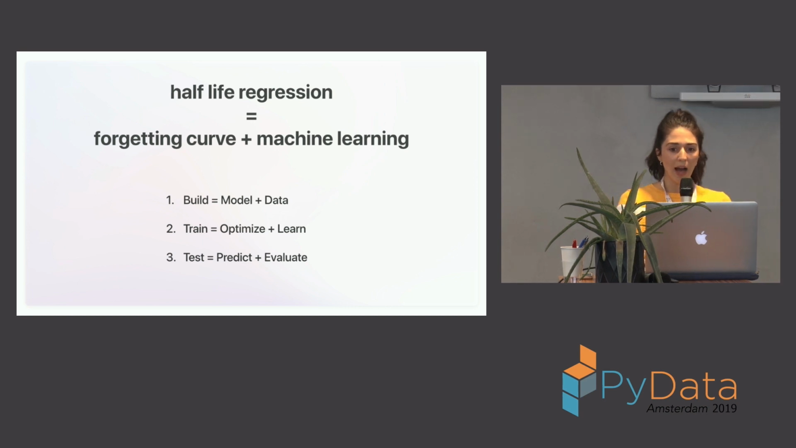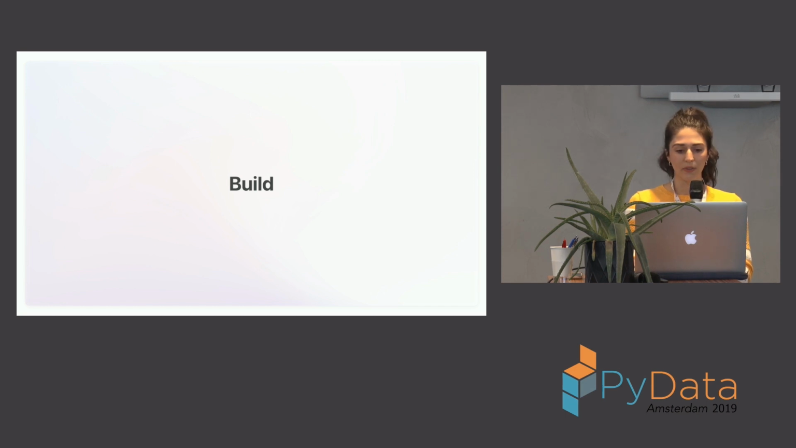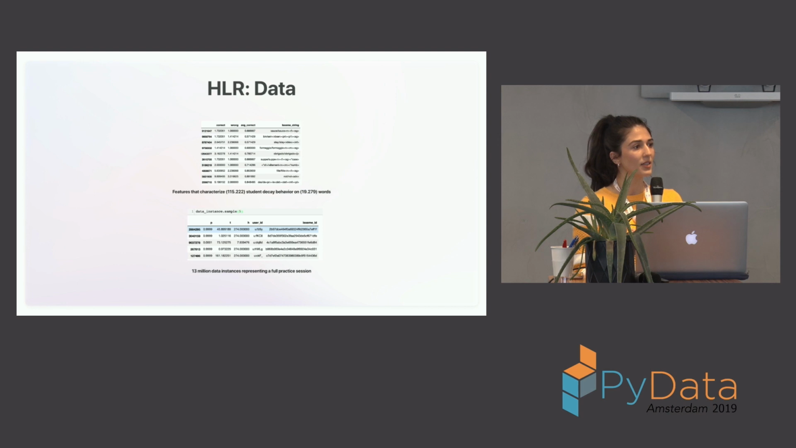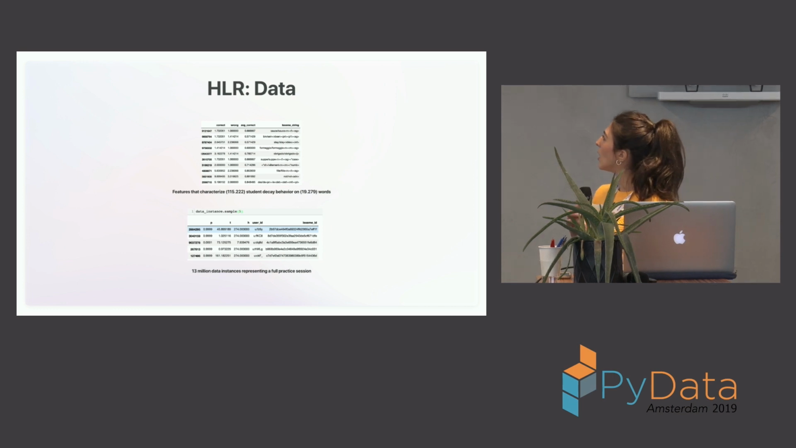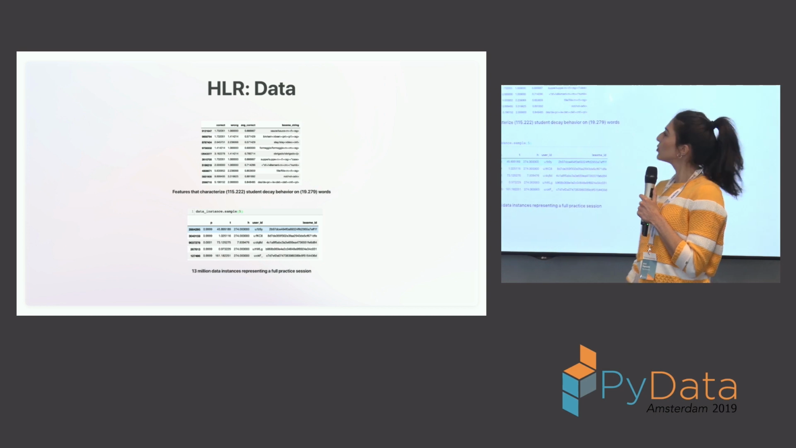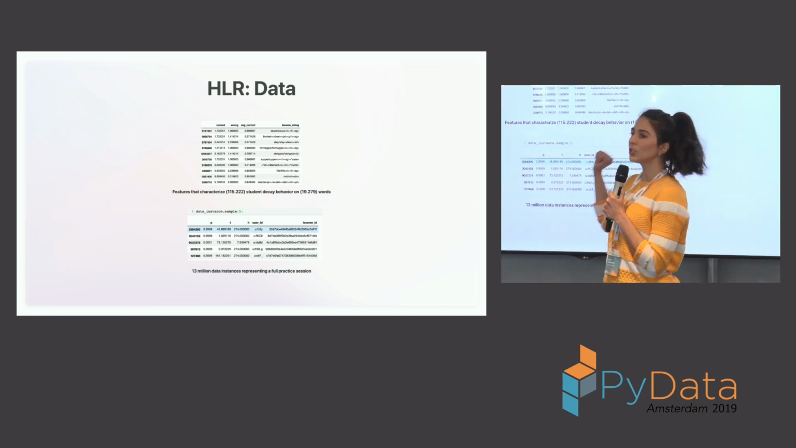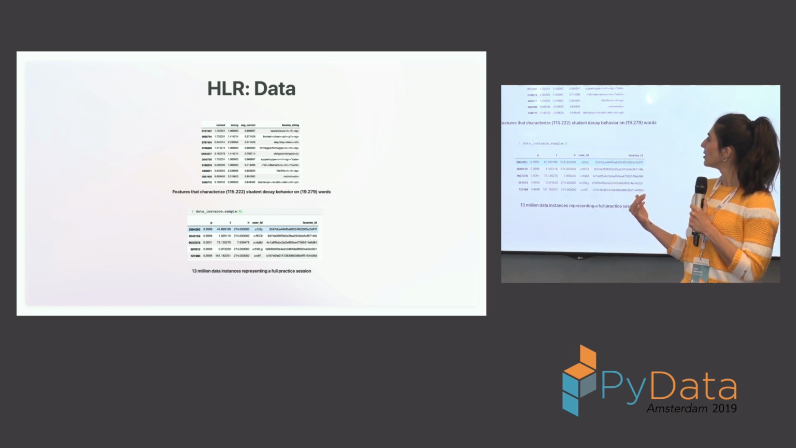So let's dive into the first step, to build a model, and see how half-life regression characterizes human learning in this case. Here we can see the data that we use for half-life regression. In total, we have 4 features. Before we're able to predict the future, we have to see what the past is.